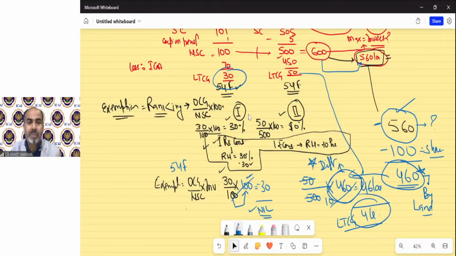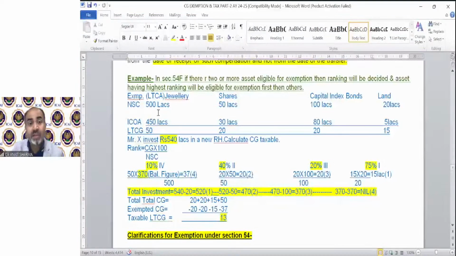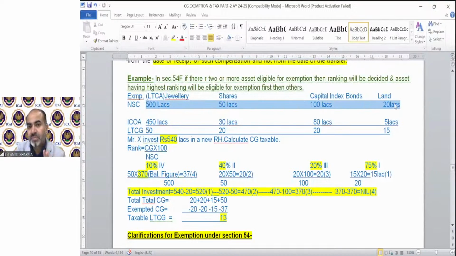And I have also prepared a solved question for you with the help of 4 assets to make you understand this concept more clearly. You can see we have jewelry consideration 500 lakhs, shares 50, capital index bond and land. Index cost of acquisition has been given, and this is my long-term capital gain. Now total investment can be maximum 500, 50, 100, 20, so 670 lakh. So we can invest maximum 670 lakh rupees for the purchase of new property.